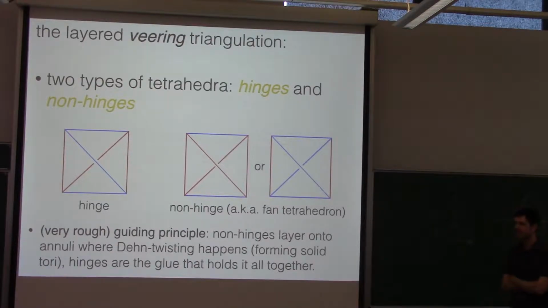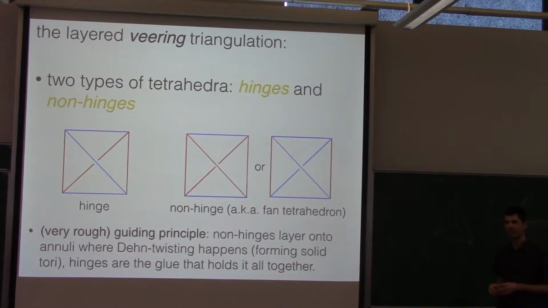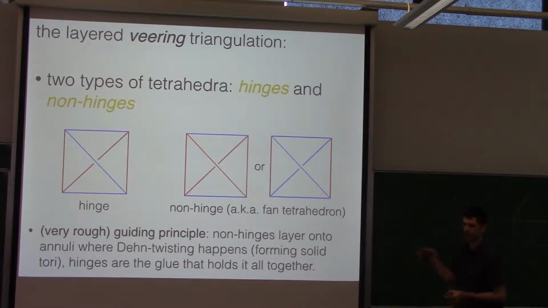So very roughly, a guiding principle here is that with non-hinge tetrahedra, when you have a mapping class with, say, a power of a Dehn twist in it, then what's going to happen is where you have that Dehn twist, you're going to have a bunch of non-hinges layering around that annulus. And so in your triangulation, morally speaking, you're going to have a bunch of solid tori coming from layering non-hinges on the annuli, and then your hinges are going to be the glue that holds all of this together, roughly.